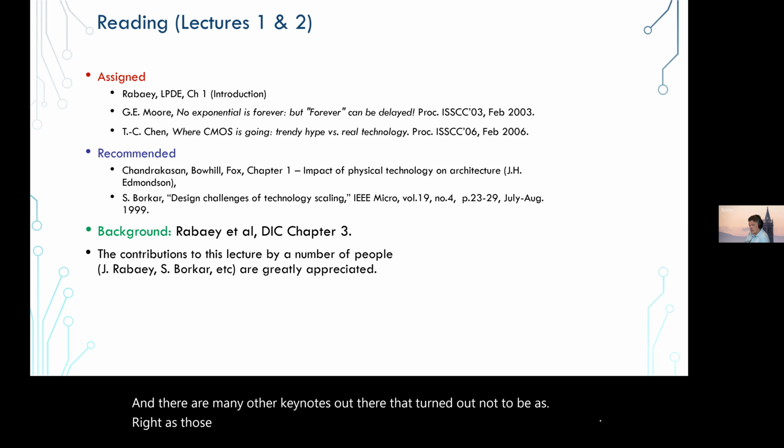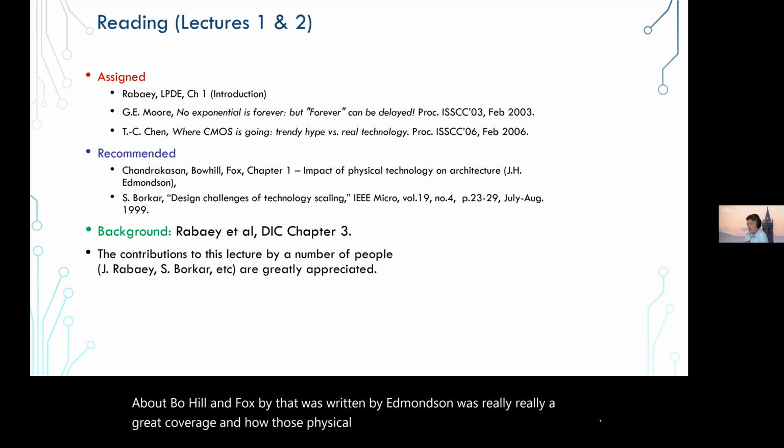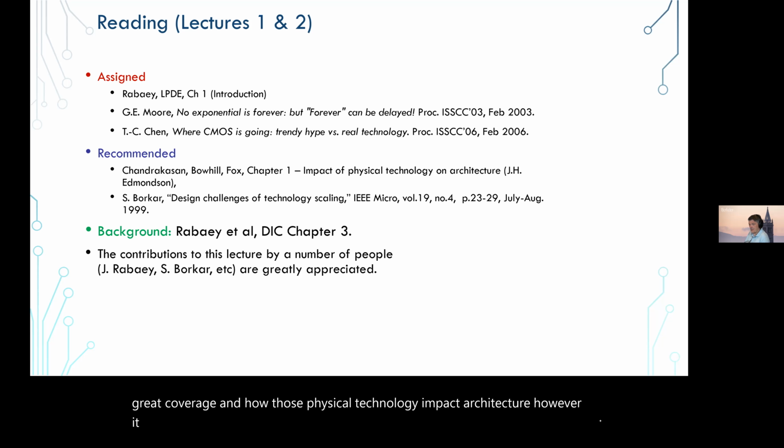There are a few other interesting papers that are worth reading if you're interested in this, particularly chapter 1 from a historical perspective, the chapter 1 in the book that we used before from Chandrakasan, Bowhill and Fox, that was written by Edmondson. It was really a great coverage of how physical technology impacts architecture. However, it is not relevant now. It was relevant for micron-level technologies back then.